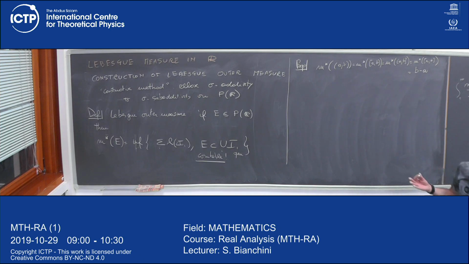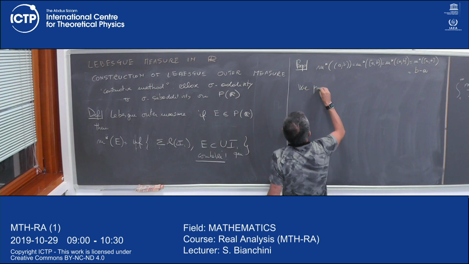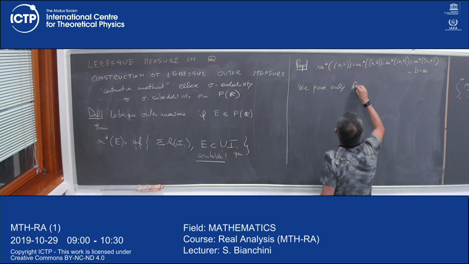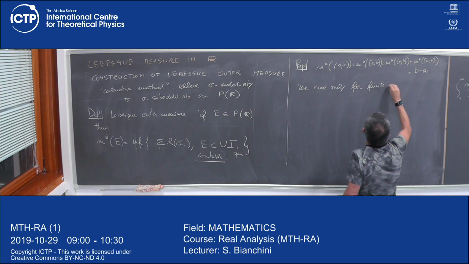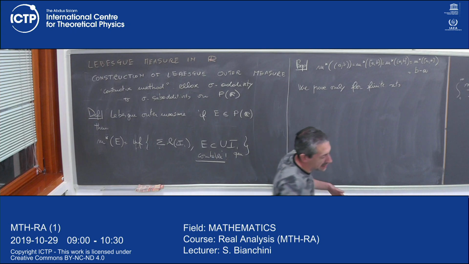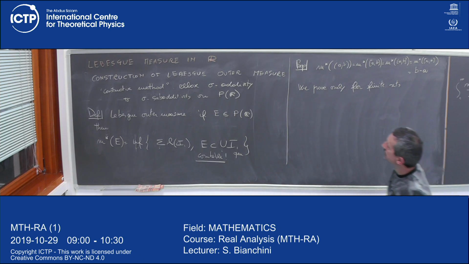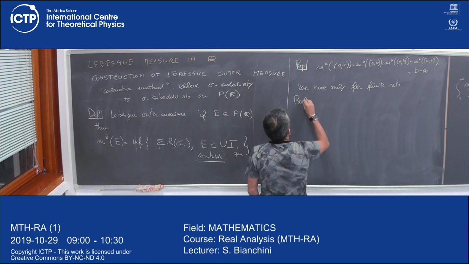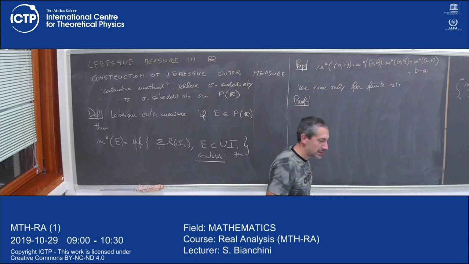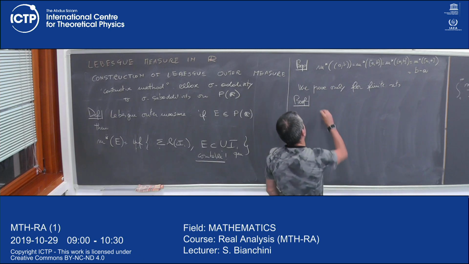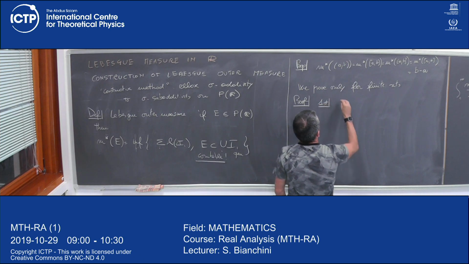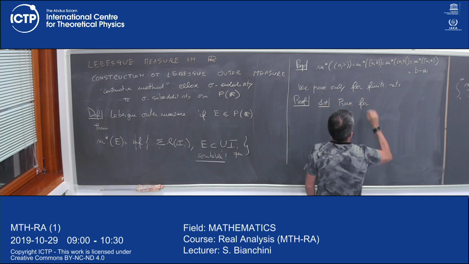Let me assume this to be finite. Let's do it for finite sets. For infinite sets it is a variation, so we prove it only for finite. For infinite sets, it's just a variation. We can use it in a later problem. And then we prove it for compact sets, closed or compact sets.